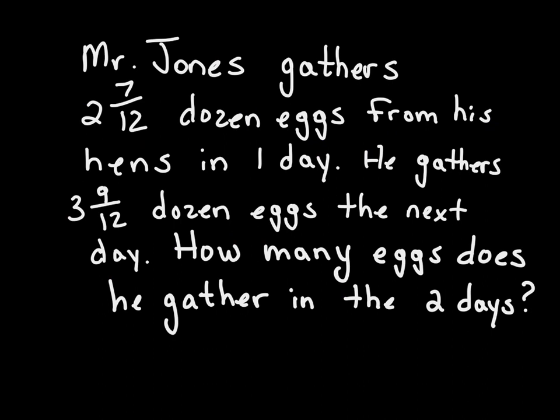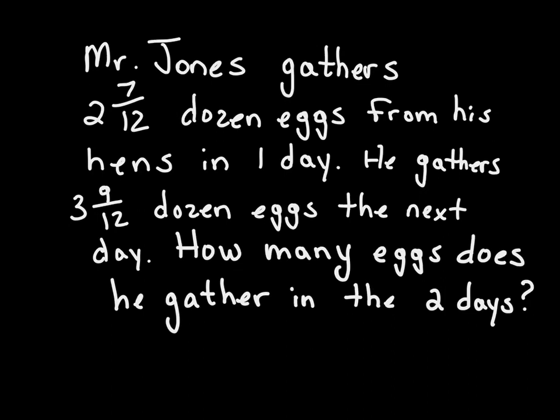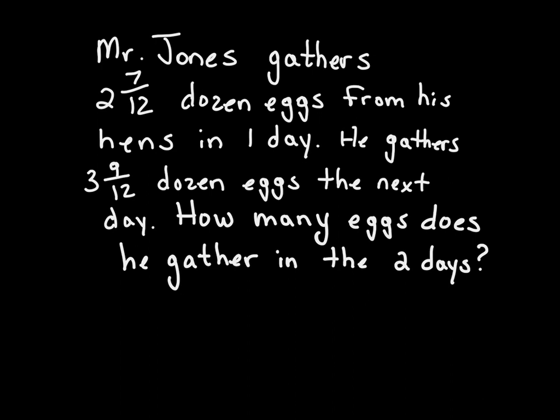Mr. Jones gathers 2 7/12 dozen eggs from his hens in one day. He gathers 3 and 9/12 dozen eggs the next day. How many eggs does he gather in the 2 days? Okay, so we know that we're going to be adding, because it's looking for how many eggs he collects and gathers in 2 days.